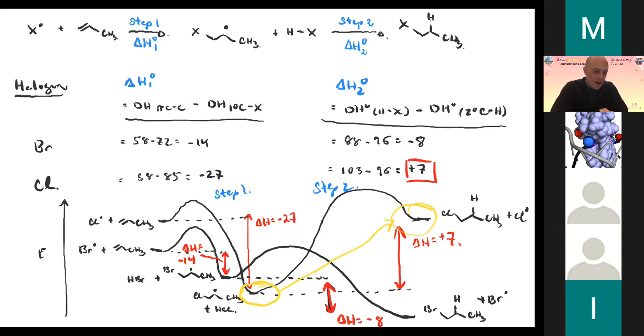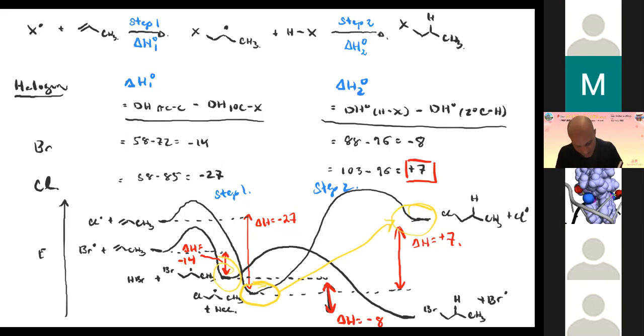In the case of bromide, I go down in the first step, I get to here, and then I go down in the second step and I get to product.